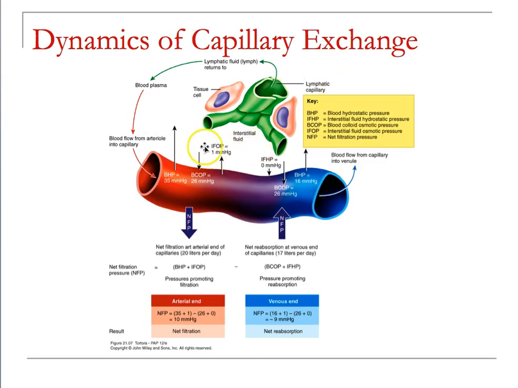Well, here's blood flow traveling in, 35 millimeters blood hydrostatic pressure. Okay? Blood colloid osmotic pressure is 26 millimeters. So you're going to do the math down here. 35 plus 1, there's the 1 right there. It's 26 minus 0, which is, oh, where's the 0? Right there. Okay? And now what you do is, this is your net filtration to give you 10 millimeters on this end. 10 millimeters on this end to filtrate materials out.